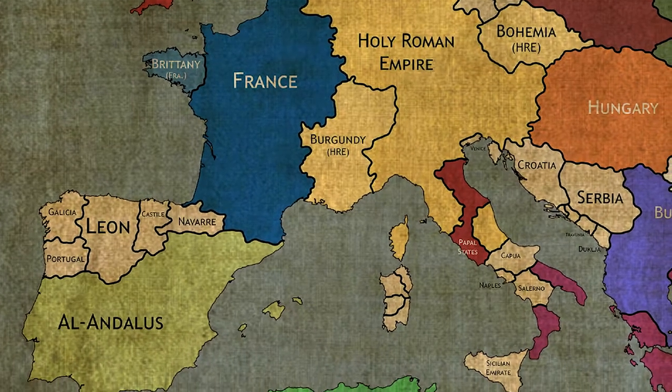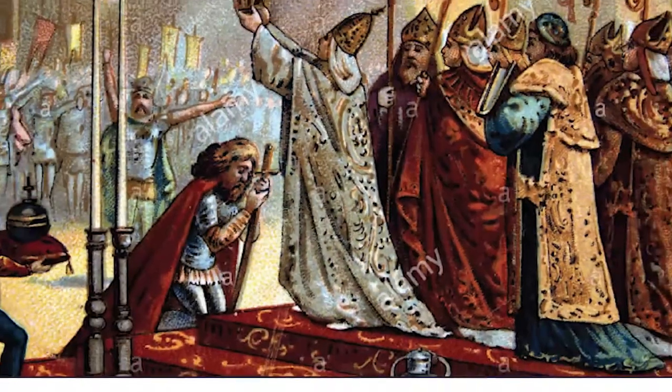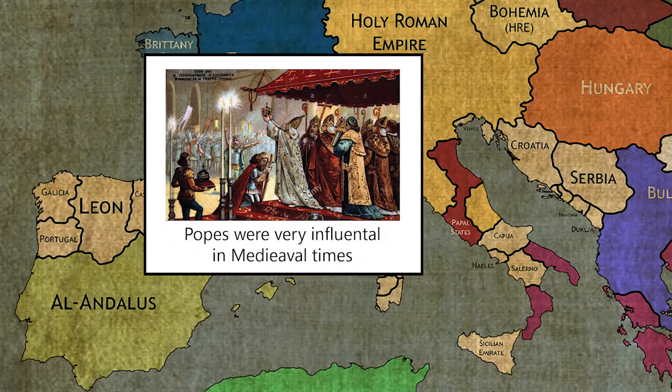On the southernmost edges of the German Empire, the Pope rules over central Italy, having his territory enlarged by the donation of Charlemagne in 781. The Pope is an immensely powerful and influential person in the Middle Ages.